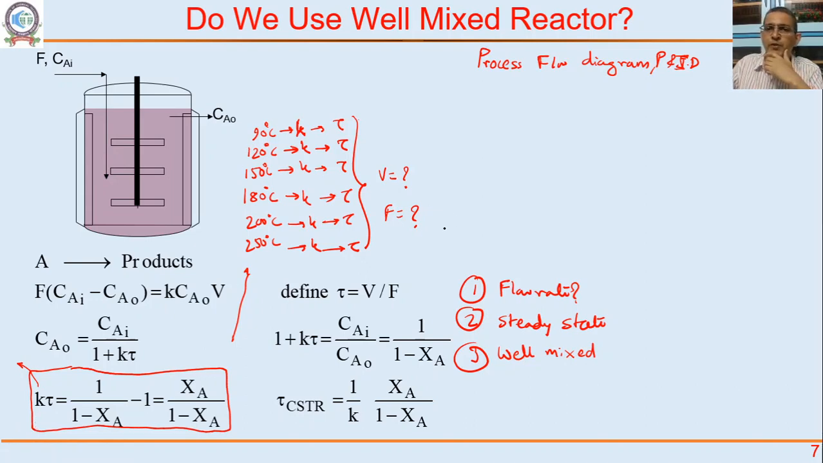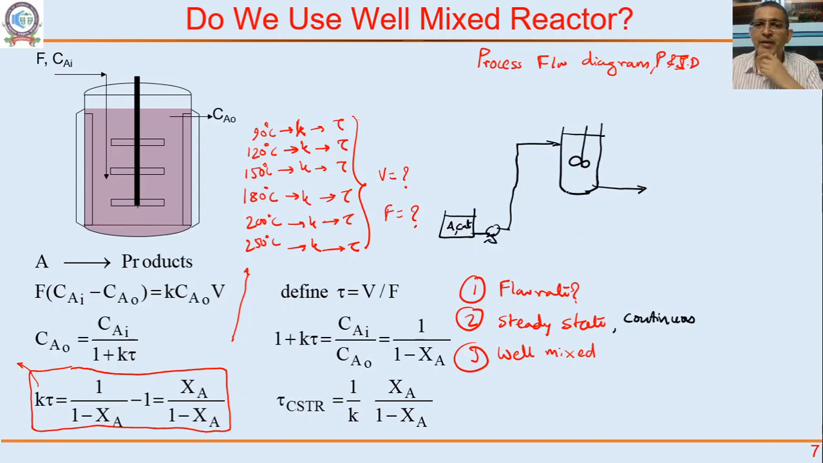Here's one possible flow sheet. There could be a storage tank in which we will take A, we will put catalyst, solvent, whatever is there, steady state, continuous. Okay. So we'll have to pump this into our reactor. This is going to be our well mixed reactor. We'll take it out.